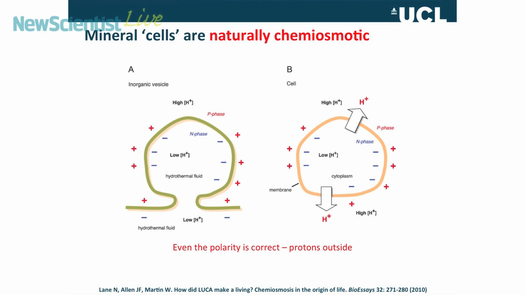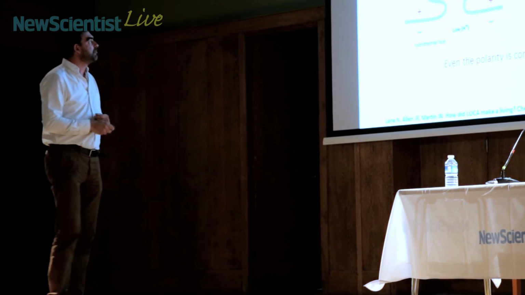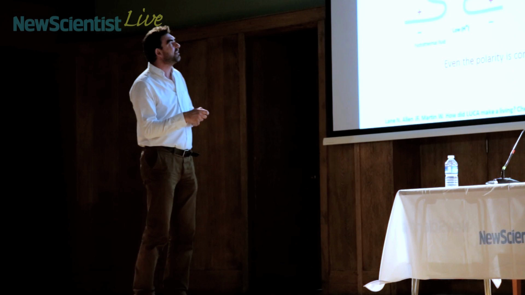In a vent, we have protons on the outside. We have a thin inorganic barrier around one of these pores, and on the inside we have alkaline fluids. So we have both chemical and electrical differences across those membranes. There are some issues with this. I'll talk more about that later.